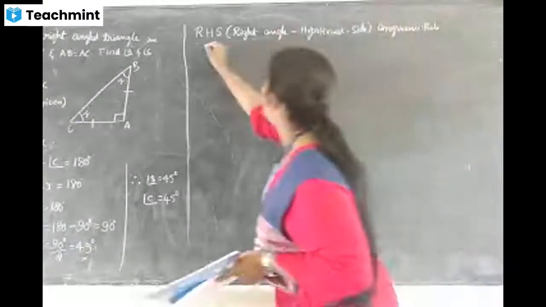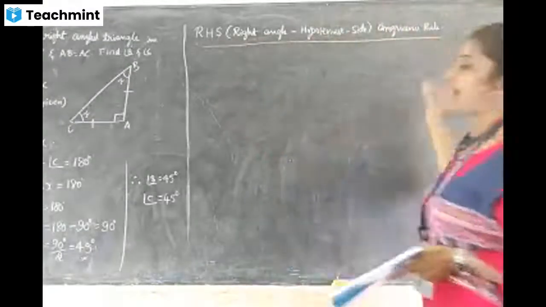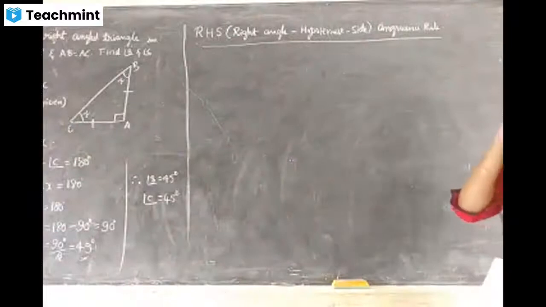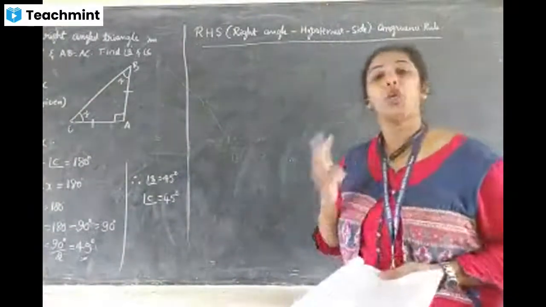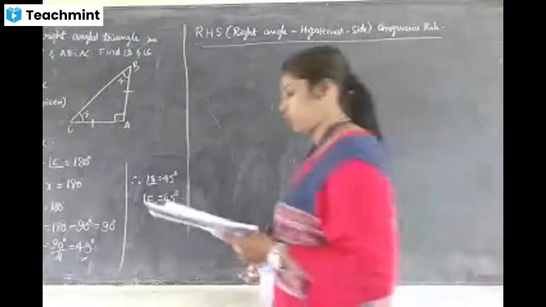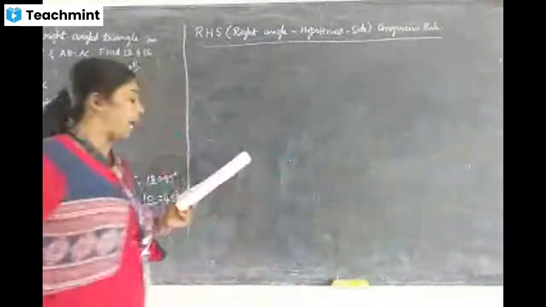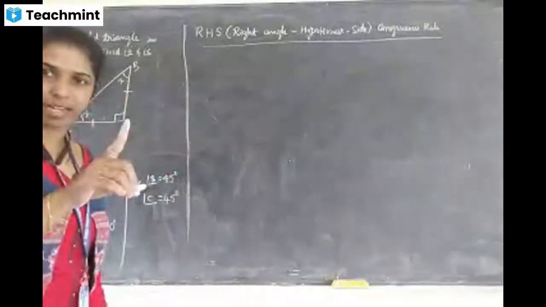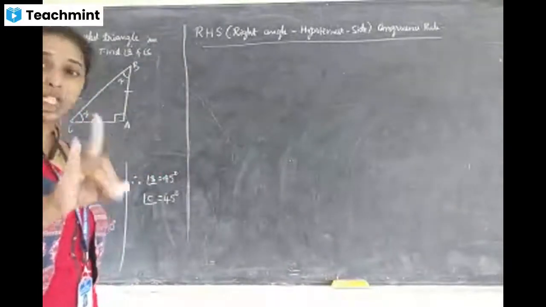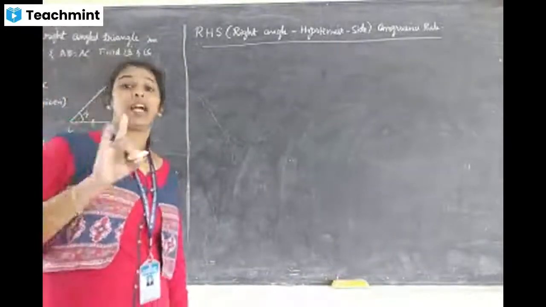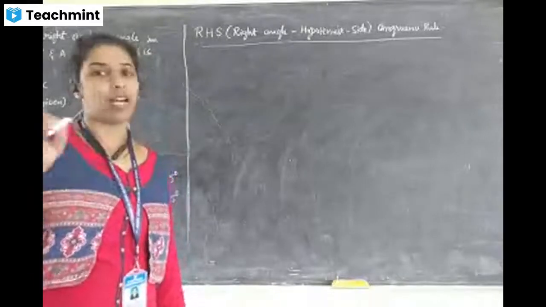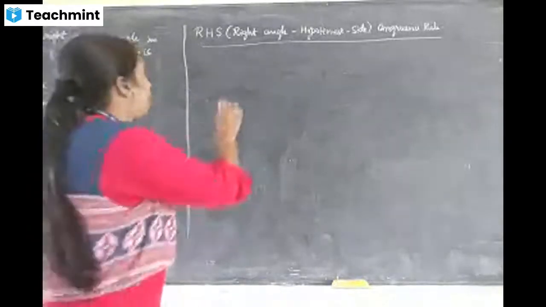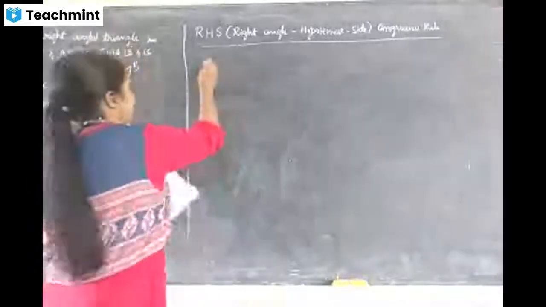They may ask you, state the RHS rule. Write the statement of the RHS rule. What does it say? If in two right angle triangles, the hypotenuse of one triangle and one side are equal to the corresponding hypotenuse and one side of the other triangle. Same as what you have done. I'll write it once, afterwards I'll explain once again.